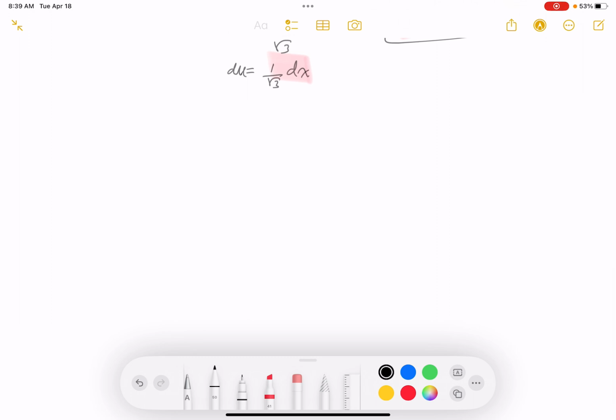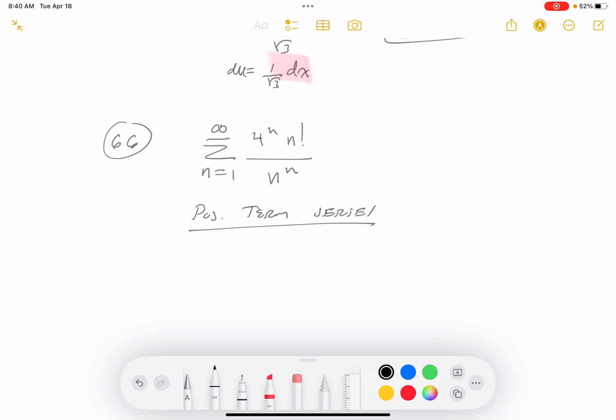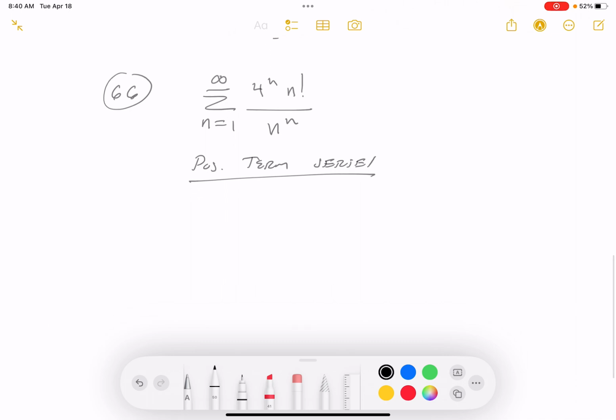This is number 66. Their question is, does this converge over here at n equals 1? And you might have suspicion about it, but we're going to go through a test. So 4n, n factorial, and then you get n to the n. So what I'm going to do is, by the way, this is a positive term series. All right? I'm going to use the ratio test, though.